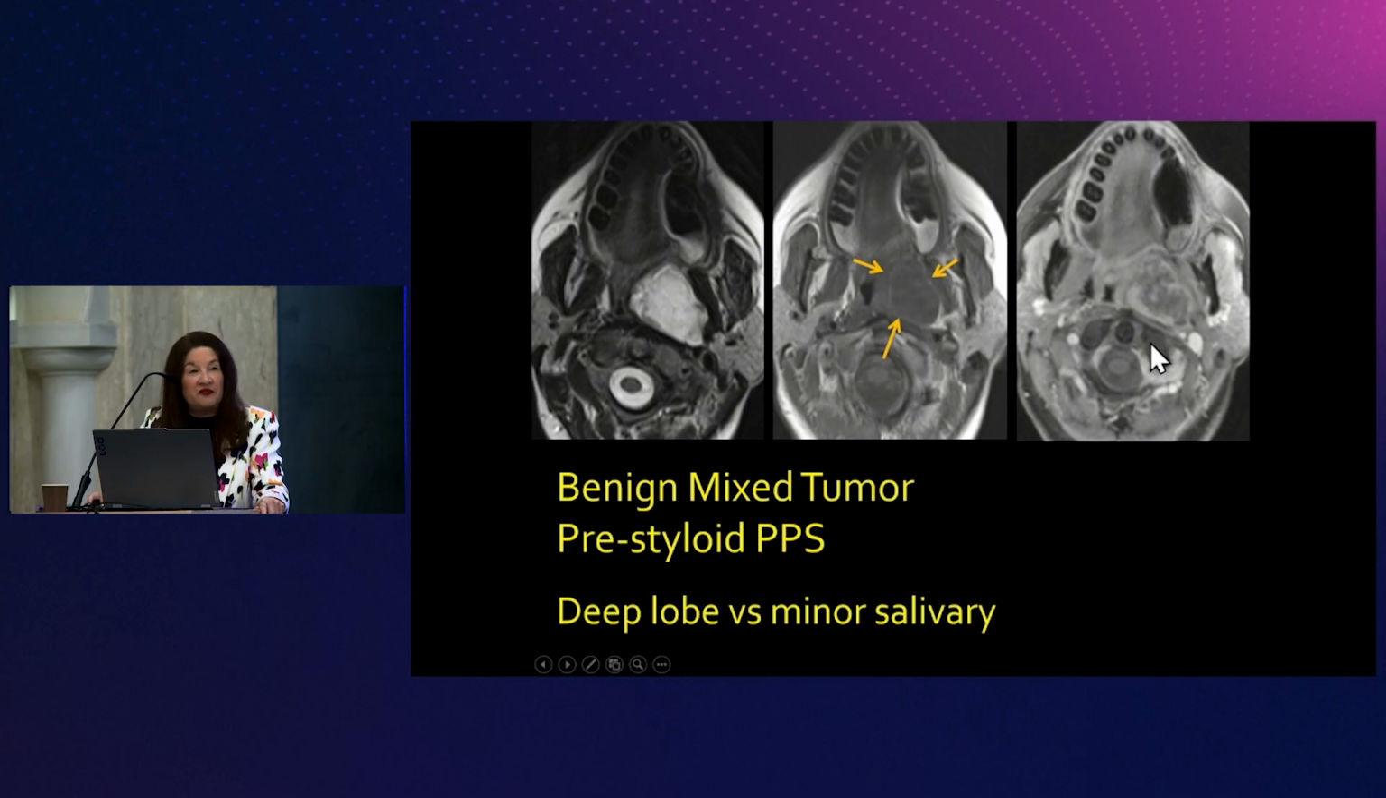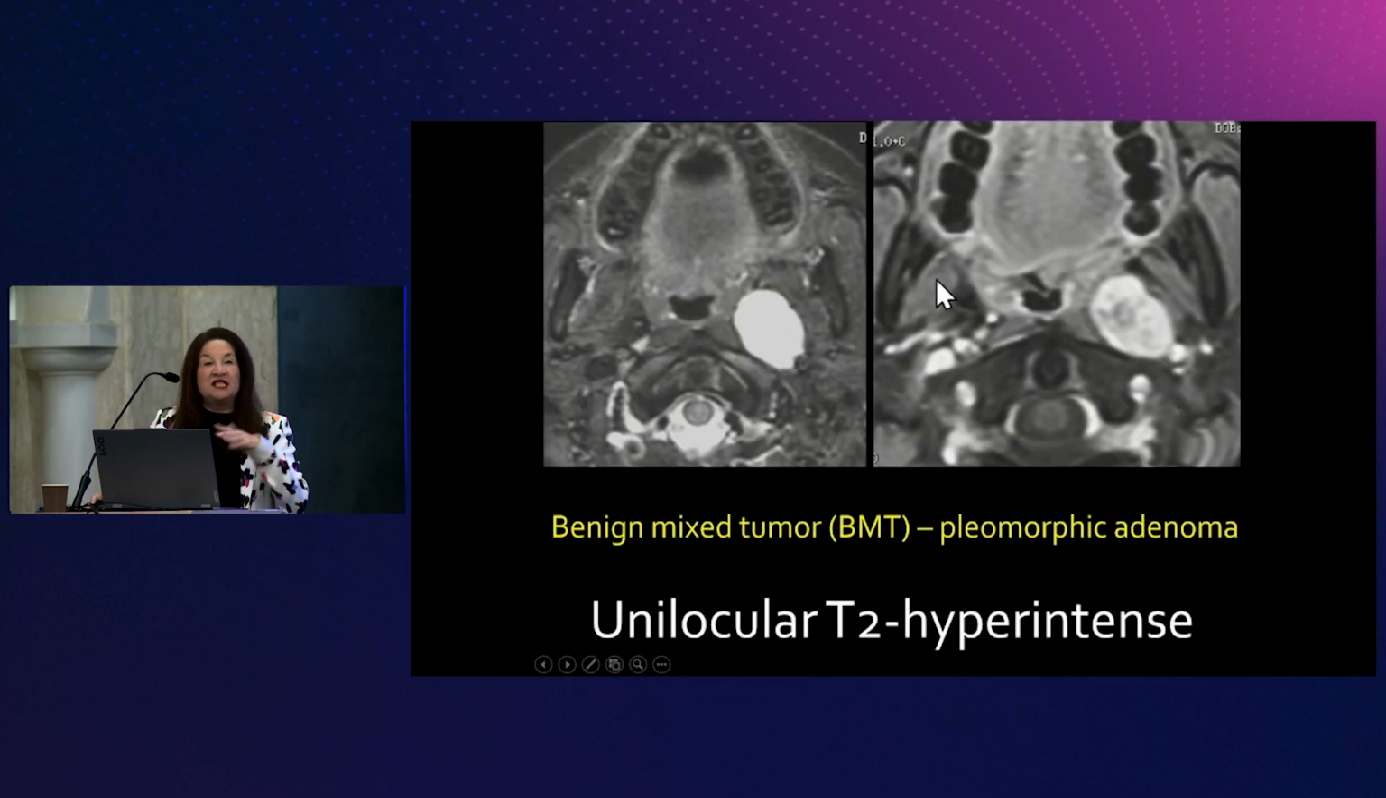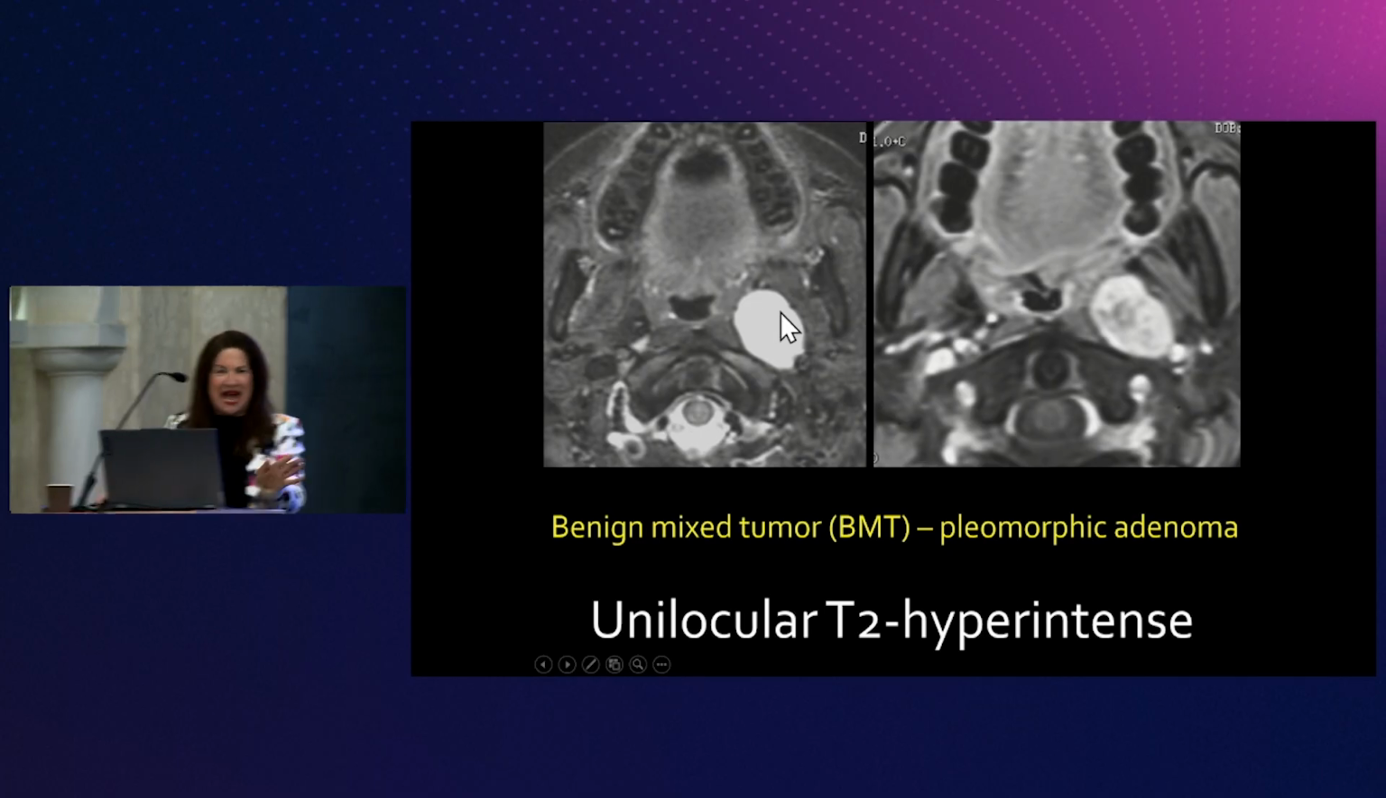But now we have to figure out for the surgeon, is this coming from the deep lobe of the parotid gland, or is this coming from minor salivary tissue? So if you look here, you'll see this is the deep lobe of the gland, and does everybody see the nice fat plane? So there's a fat plane separating the mass from the deep lobe. This is coming from minor salivary rest, and this can come out robotically through the mouth without having to make an excision.